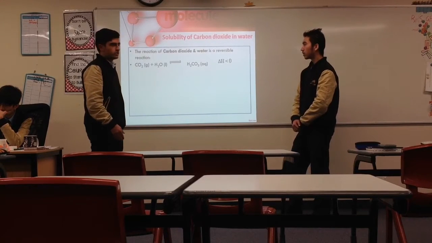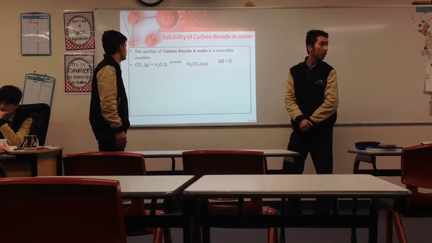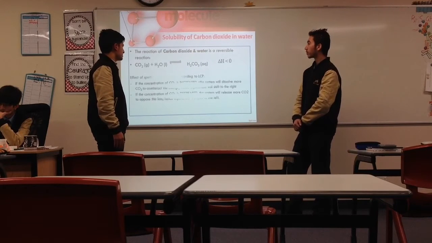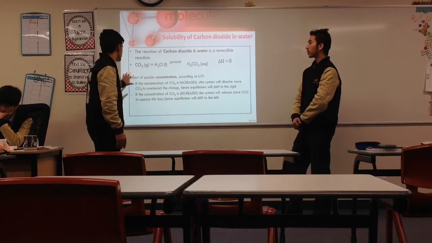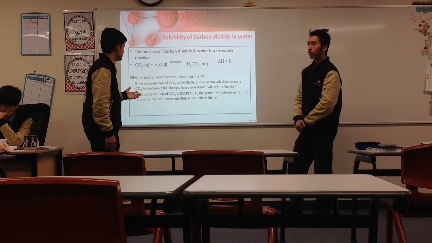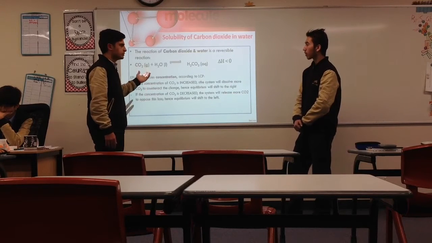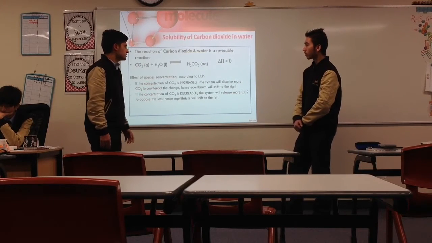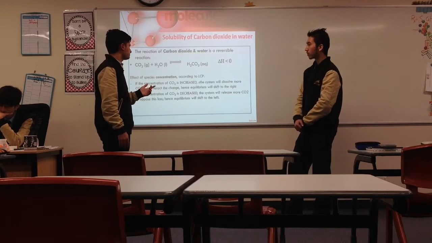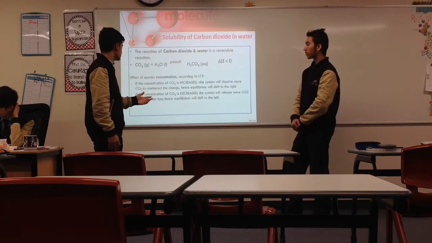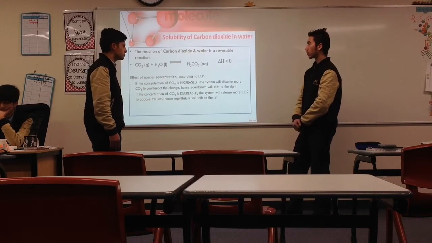An example of an equilibrium is the solubility of carbon dioxide in water, which is a reversible reaction. It's an exothermic reaction. So the effect of concentration, according to Le Chatelier's principle: if the concentration of carbon dioxide is increased, the system will dissolve more carbon dioxide to counteract the change, hence the equilibrium will shift to the right. And if the concentration of CO2 is decreased, the system will release more CO2 to oppose this loss, hence the equilibrium will shift to the left.